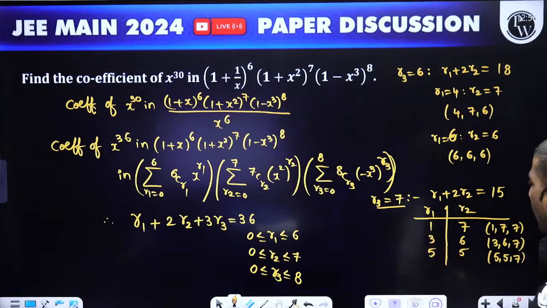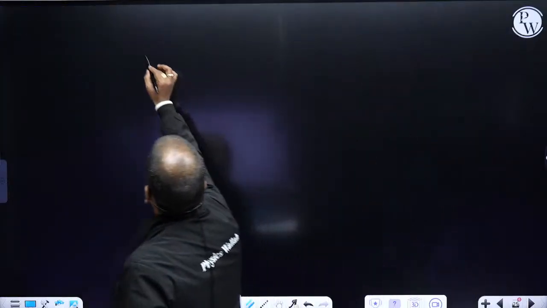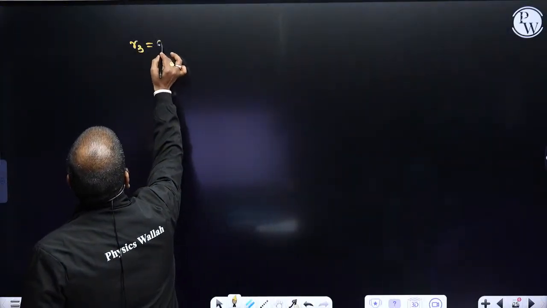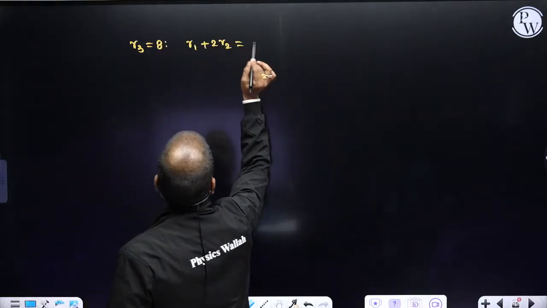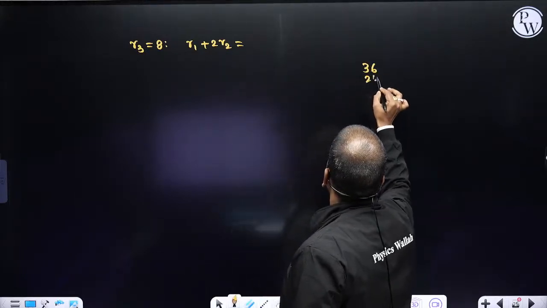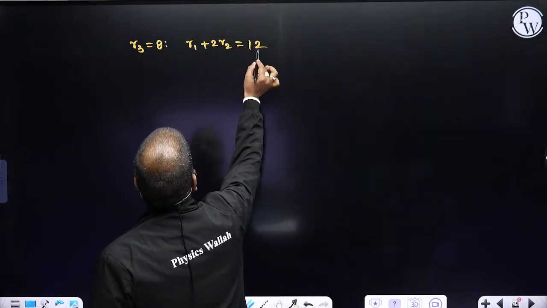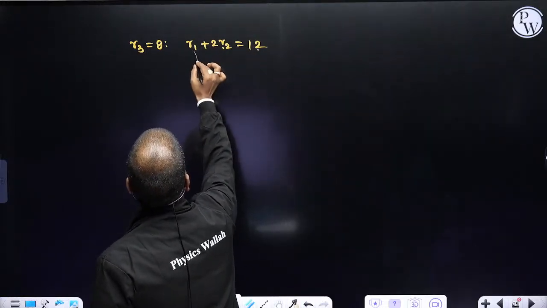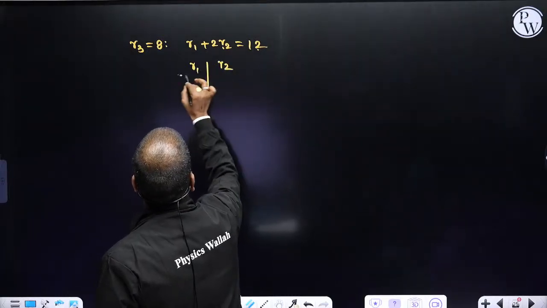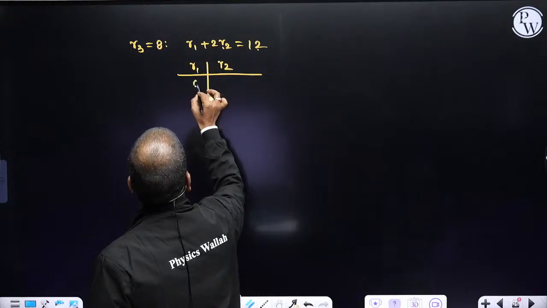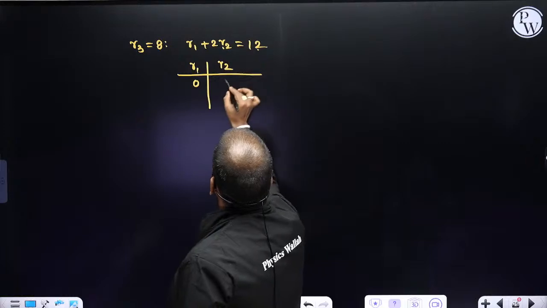The last case, R3 is equal to 8. What do you get? R1 plus 2 R2 is equal to 36 minus 24, right? 8 3s are 24. So 12. Again, it's an even number. This is even, so it must be an even number. So R1, R2. Let us take the cases again. R1 is equal to 0, because even number, it has to be 0. So then R2 is equal to 6.